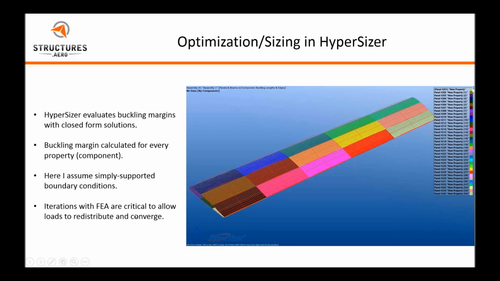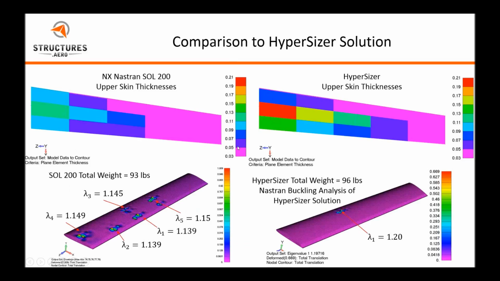And then here the iterations with the FEA were critical just because the load distributions were changing quite a bit from one iteration to the next. So here I pulled up, I just plotted the upper skin thicknesses for the Solution 200 run and the HyperSizer run, and you notice they're quite a bit different. And I realized the reason is because I didn't account for the fact that I had stringers in my model when I ran HyperSizer. So that means that my buckling strength was lower for each of these skin sections, and so HyperSizer had to conservatively size the skin, and so that's why we're seeing a little bit thicker.